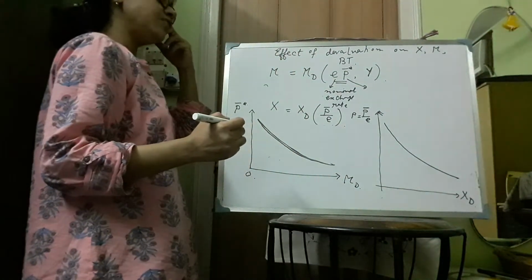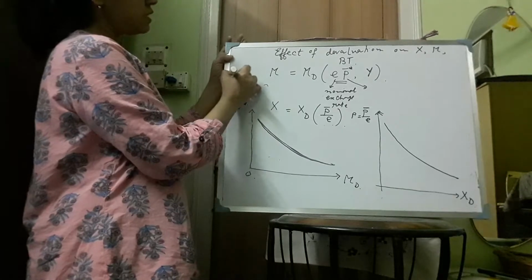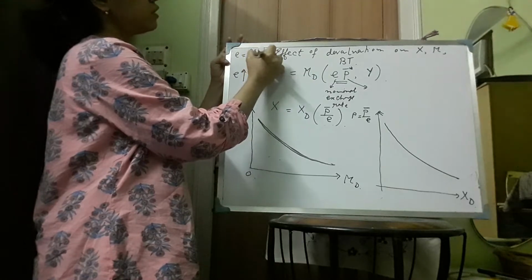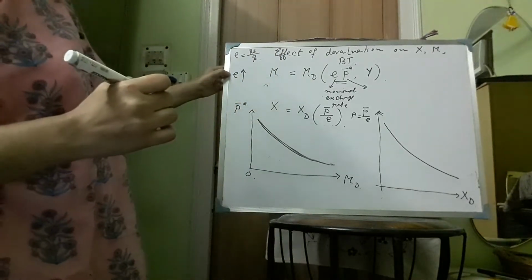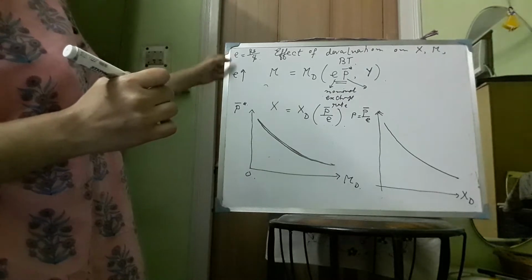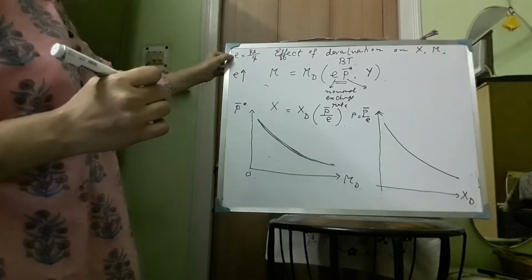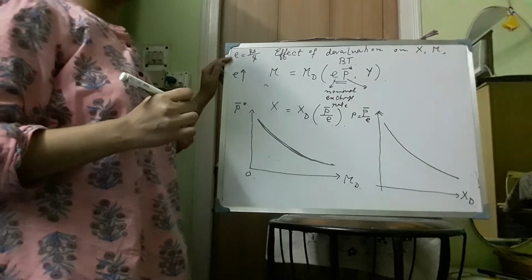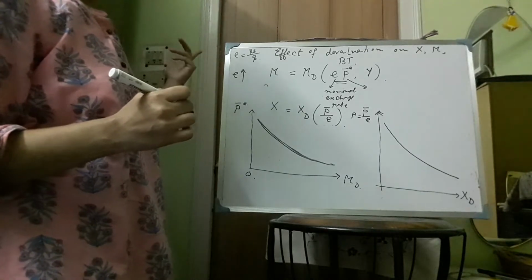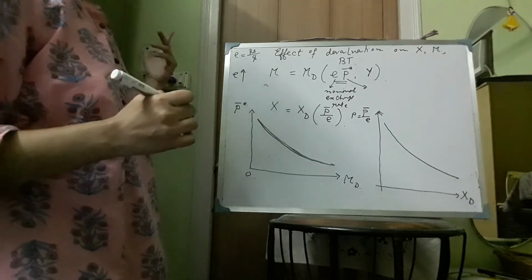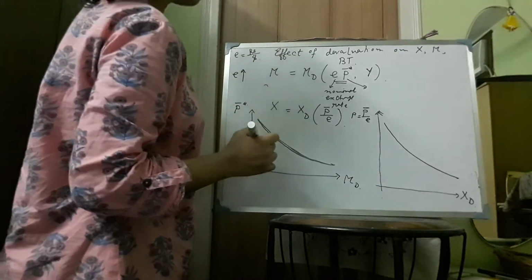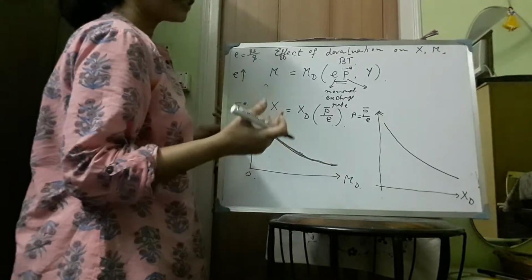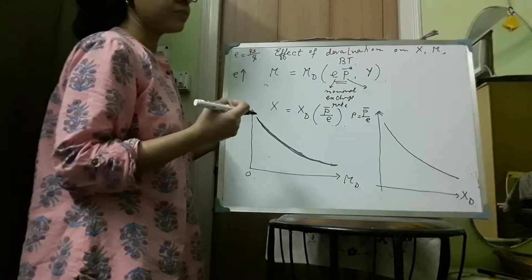Now suppose there is a devaluation. Devaluation means E is rising. E is the nominal exchange rate, rupees versus dollar. As E is rising, the value of E is rising. So suppose initially E was rupees 70 per dollar, and now E is rupees 80 per dollar. That means E is rising, so there is a devaluation of the home currency, devaluation of rupees. So there is a devaluation in the home country's currency.